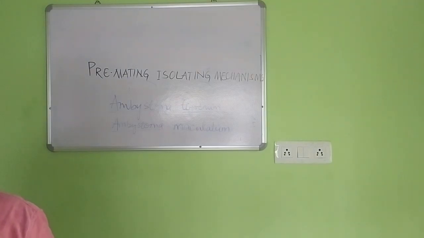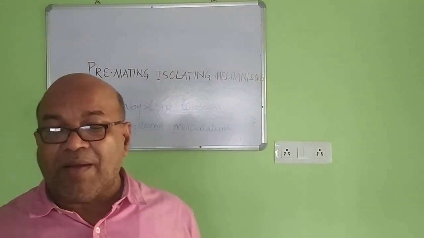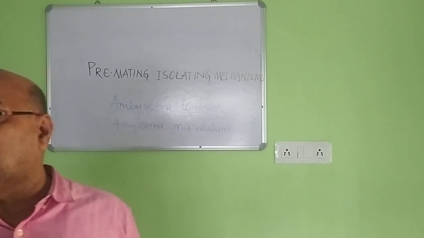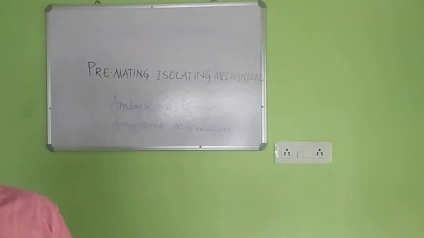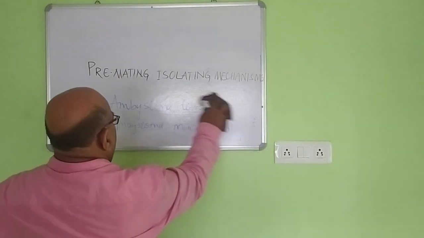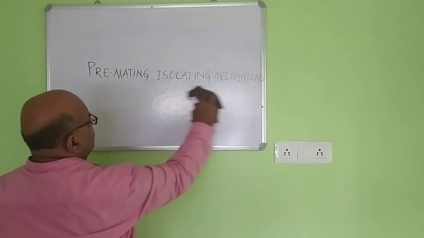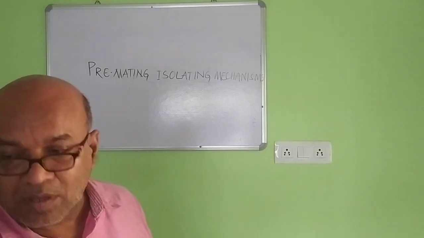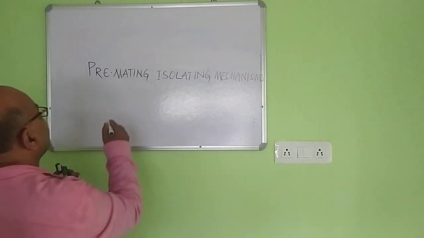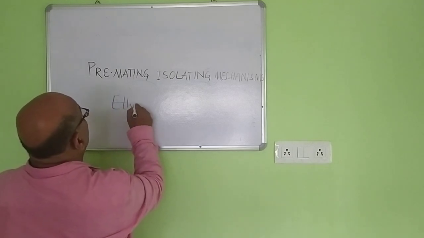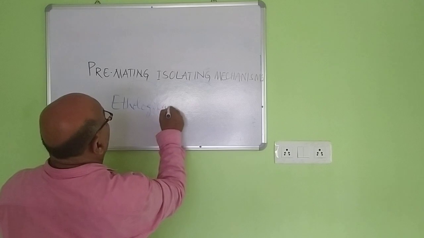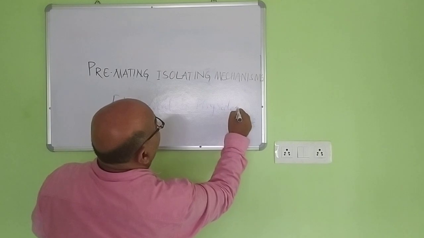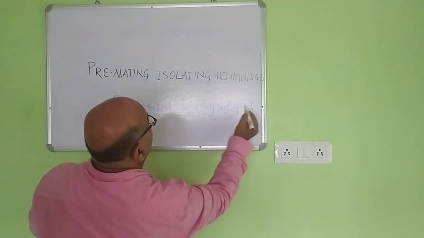And next, the second point after seasonal isolation or temporal isolation. The second one is called ethological or physiological isolation.